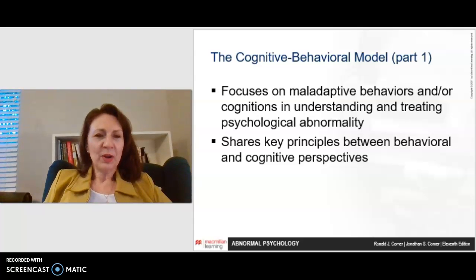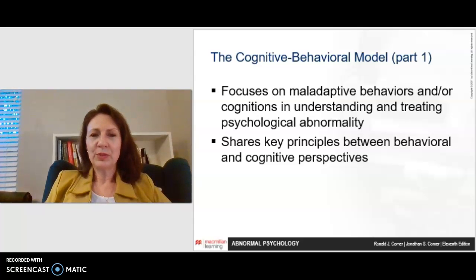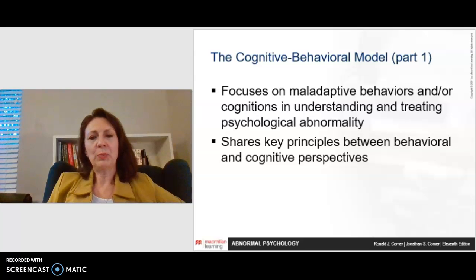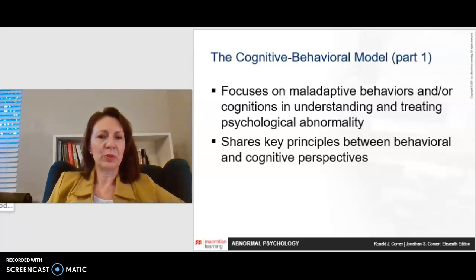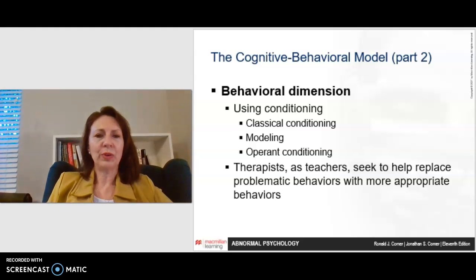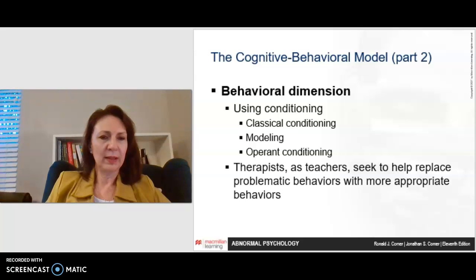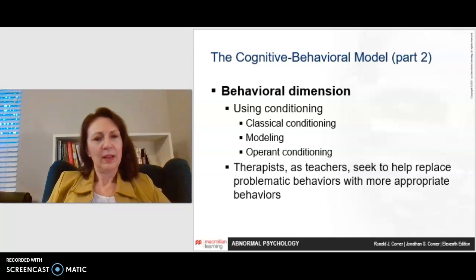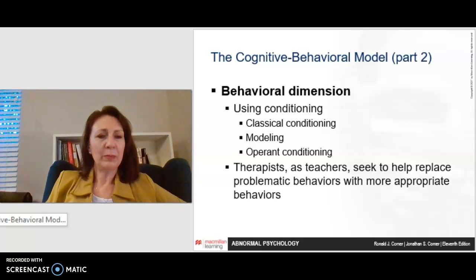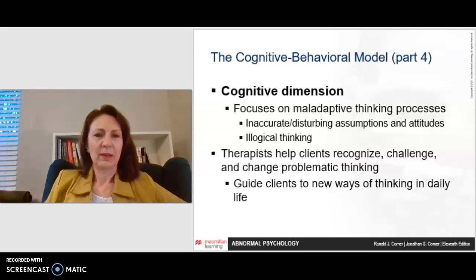The next model that we're going to talk about is the cognitive behavioral model, which focuses on maladaptive behaviors and cognitions in understanding psychological abnormality. It shares key principles between behavior and cognitive perspectives. In the behavioral dimension, we're looking at conditioning, and you'll learn more about that later. There's a few kinds. There's classical conditioning, there's modeling, and there's operant conditioning. And in this model, the therapist becomes like a teacher and tries to replace problematic behaviors with more adaptive ones.